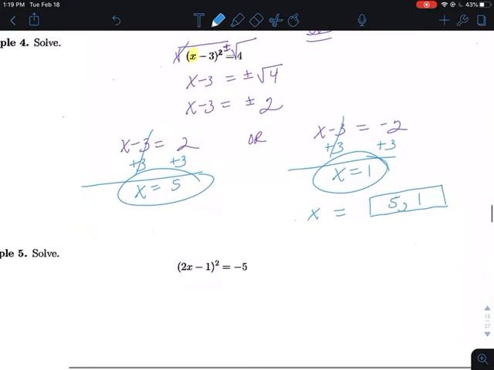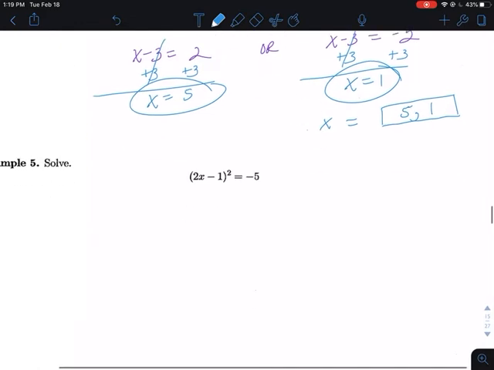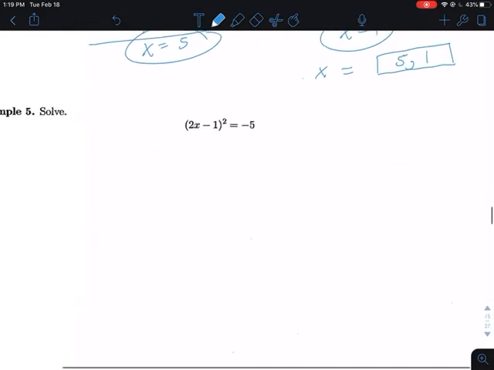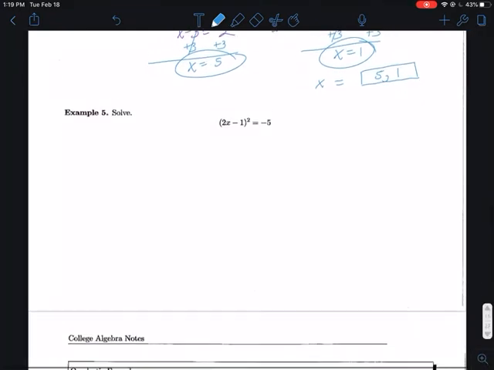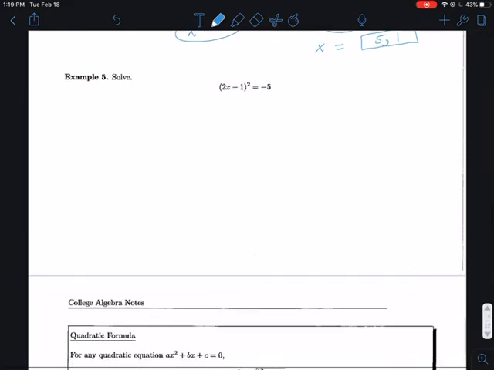All right, at this point, I will stop, pause, and try this example. So maybe pause the video and try to work this example out. This example is going to include what we talked about last class also.